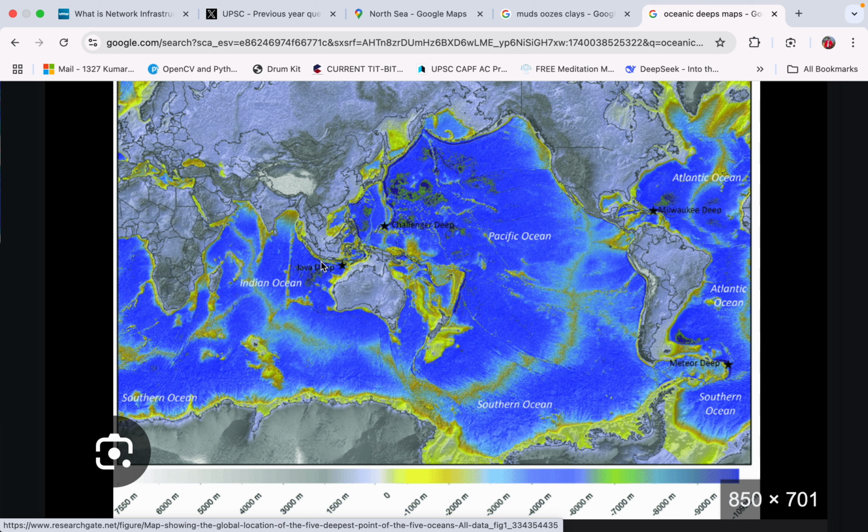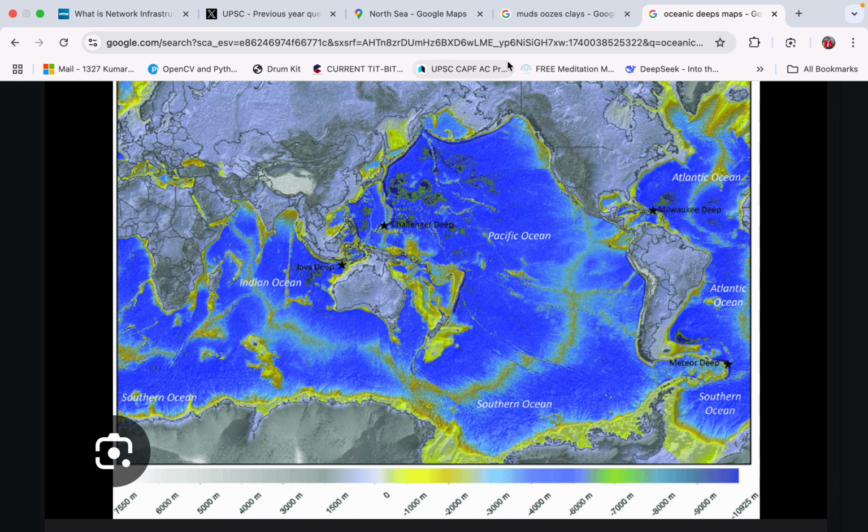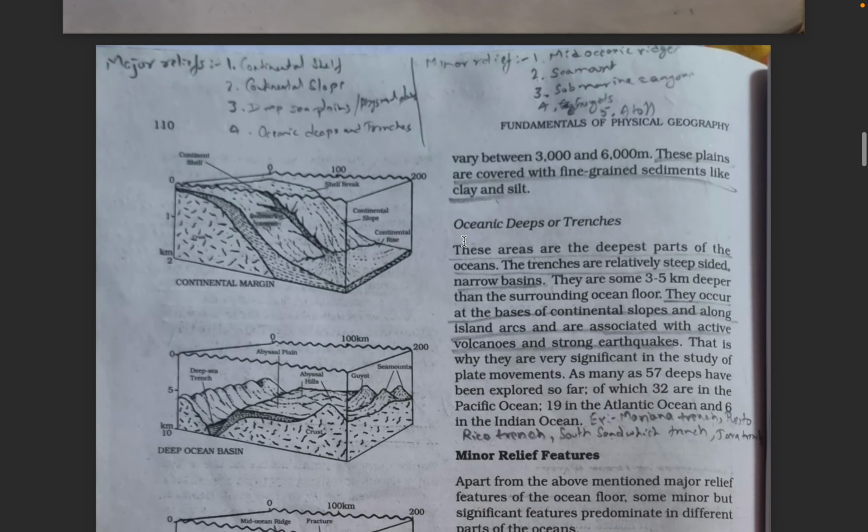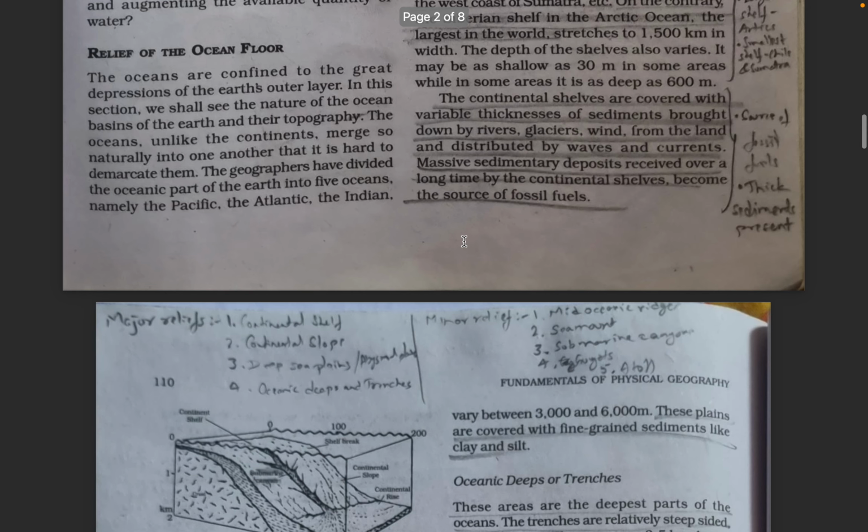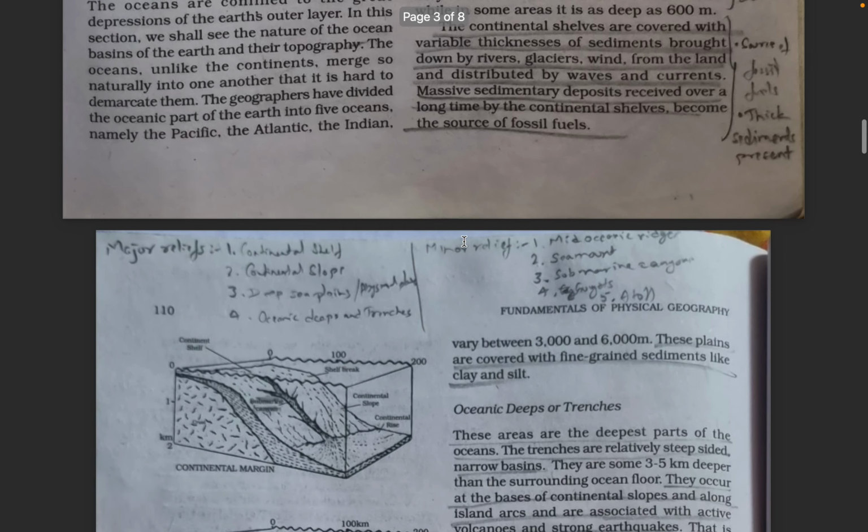And also here, this is Sumatra, and after that there are deep areas. You see a sudden change from yellow to blue, so there the continental shelves are absent. Now moving to the other topics. Source of fossil fuels, as we know, Mumbai, as you have seen, those are not that much deep.